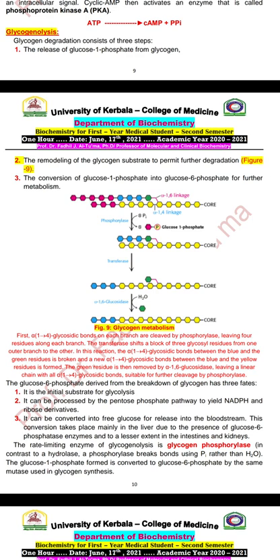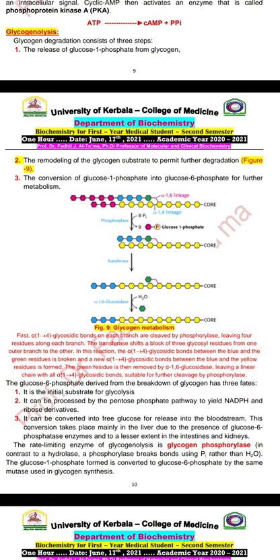The rate limiting enzyme of glycogenolysis is glycogen phosphorylase as indicated. The glucose 1-phosphate formed is converted into glucose 6-phosphate by the same mutase used in glycogen synthesis. Glycogen phosphorylase breaks alpha-1,4 glycosidic linkage as mentioned, releasing glucose 1-phosphate.